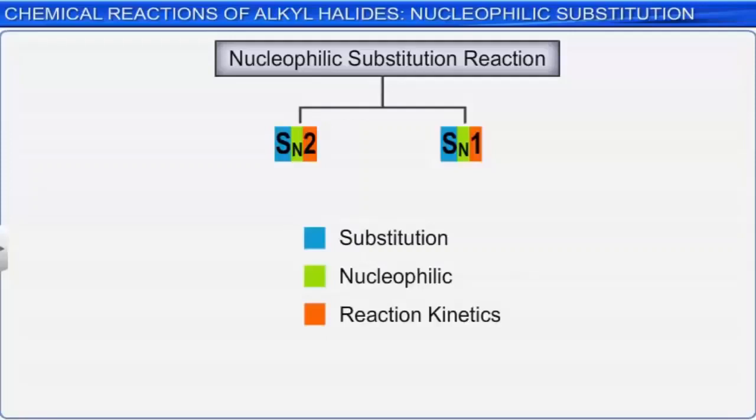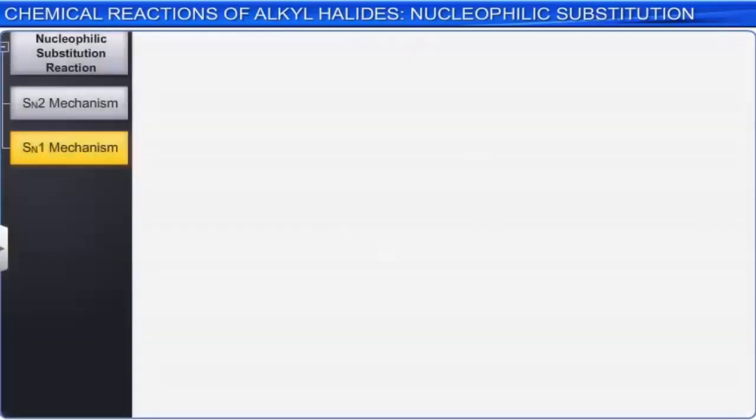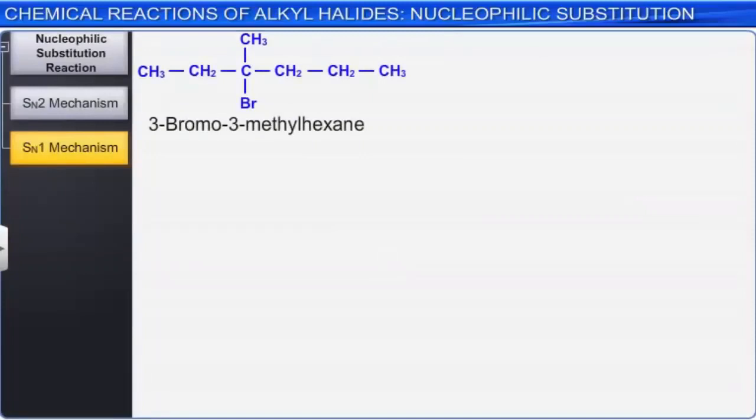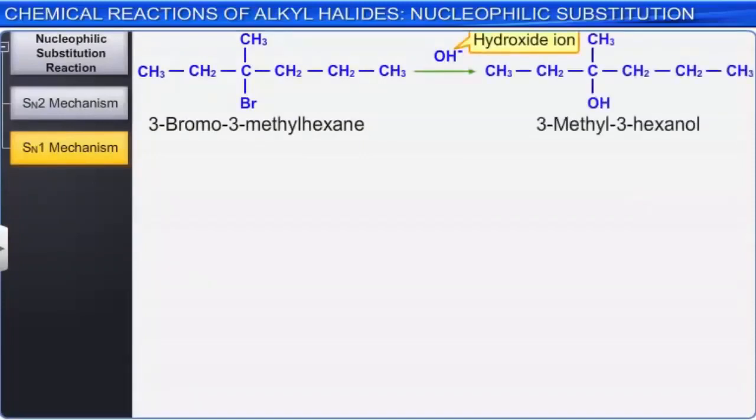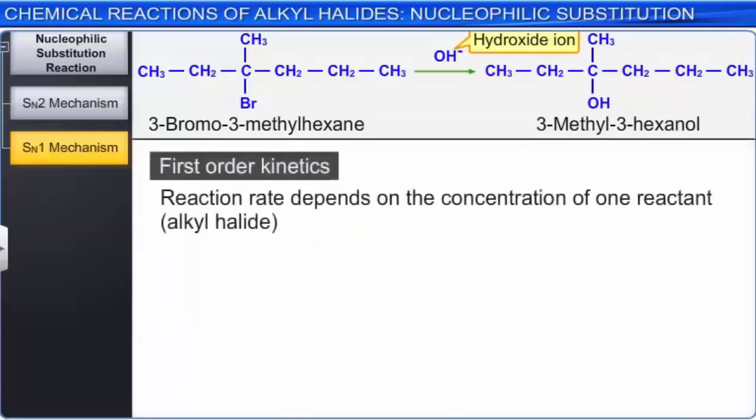Now, it's time to turn our attention to the other mechanism called the SN1 reaction mechanism. The reaction between 3-bromo-3-methylhexane and hydroxide ion to yield 3-methyl-3-hexanol can be taken as an example of an SN1 reaction. The reaction shows first-order kinetics, as the reaction rate depends only on the concentration of the alkyl halide and not on the concentration of the hydroxide ion.